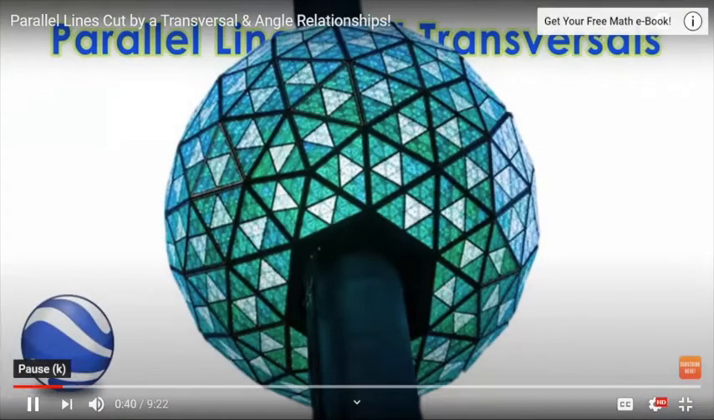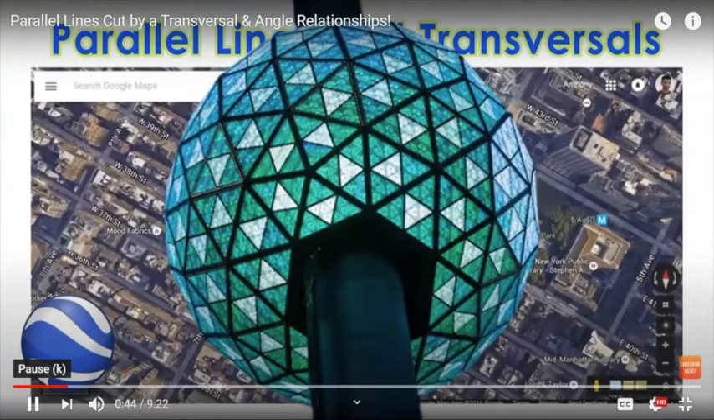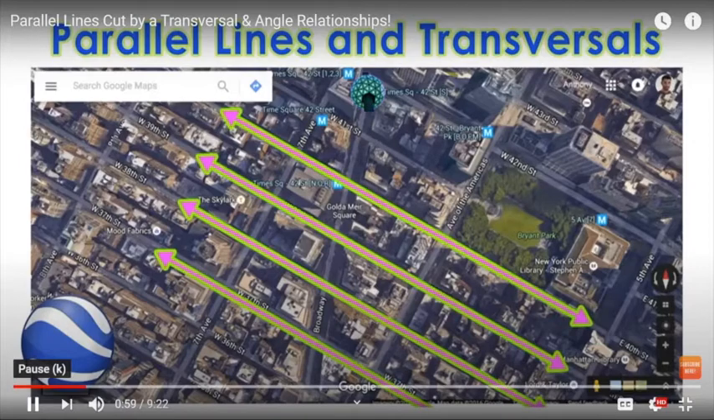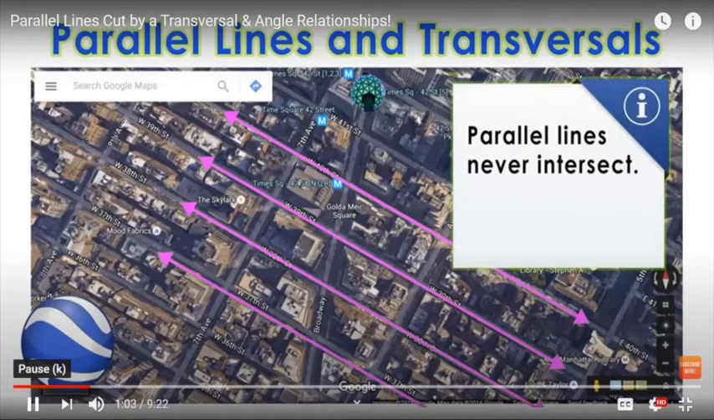Now we are going to go ahead and use Google Earth to take a closer look at the location of Times Square on the island of Manhattan. And now we can see from this map that the roads in New York City make a grid network of interlocking streets and avenues. Notice that our streets run somewhat horizontally and that they are all parallel to each other, and we should know that parallel lines never intersect.